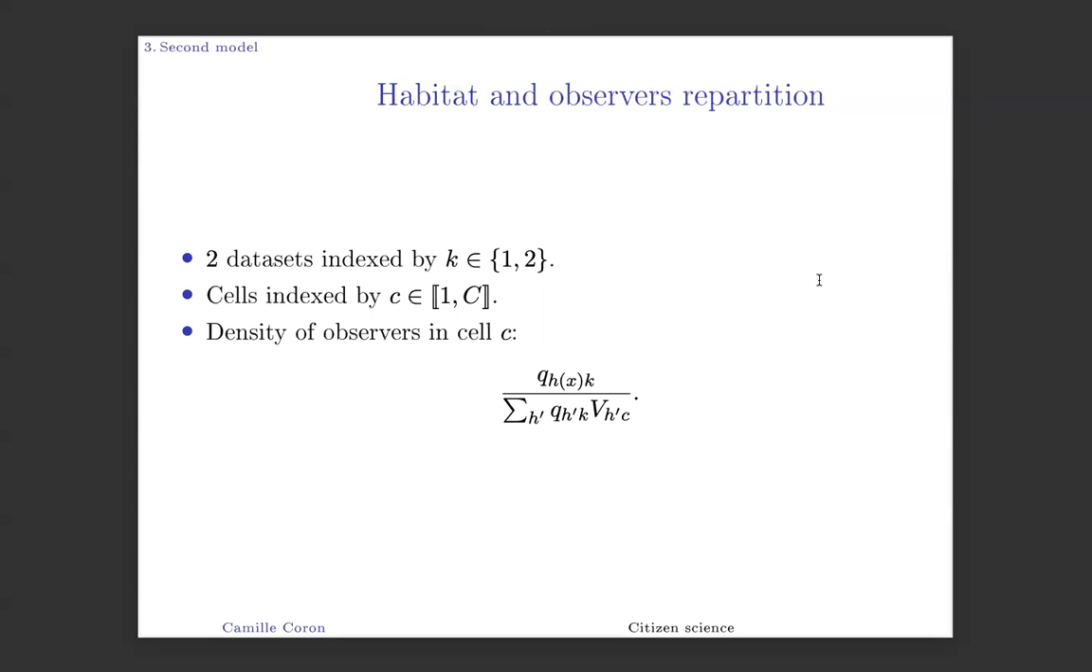For observers now, I recall that we have two data sets, and we assume that we know, here, we cut space using smaller cells, like a city, for instance, in which we know that the observation was made, but we don't know in which habitat the observation occurred, but we know again the coverage of this small cell in habitats. And again, at the scale of the cell, we assume that the density of observers is proportional to some habitat preference of observers.